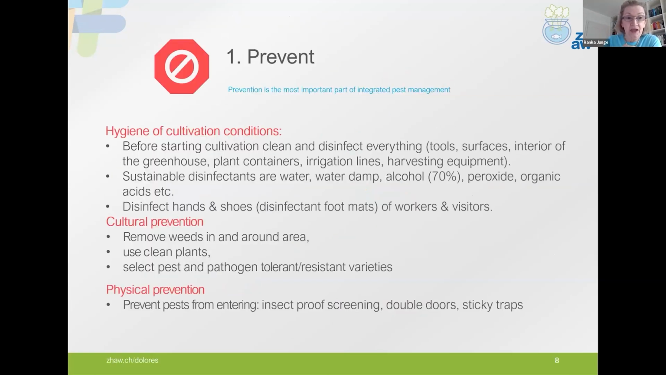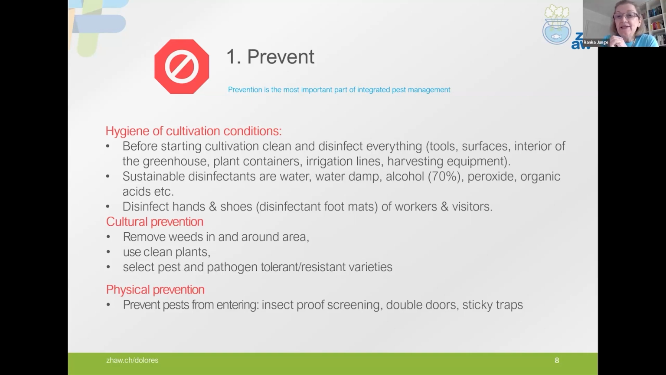So let's look at prevent. Very important in prevention is hygiene of cultivation conditions. Before starting any cultivation, one needs to clean and disinfect everything, especially if you're working in a greenhouse, because greenhouses have a special climate which can be very conducive to massive development of pests if it is nicely warm, not too hot, nicely humid. So everything needs to be disinfected. There is a choice of suitable disinfectants, and also hands and shoes of workers and visitors in a greenhouse should be disinfected. You need disinfectant foot mats. If you have a greenhouse, you need double doors, you need netting, and so on.